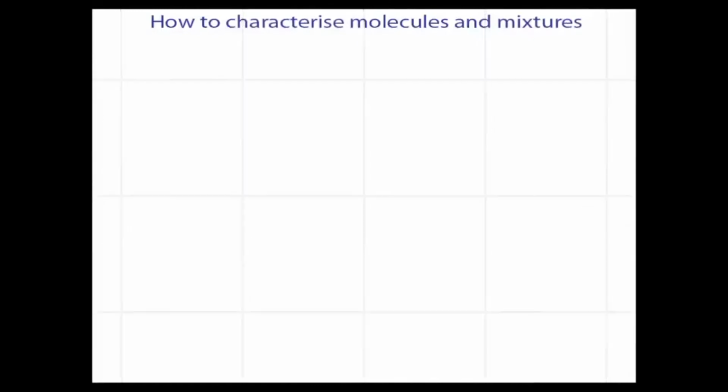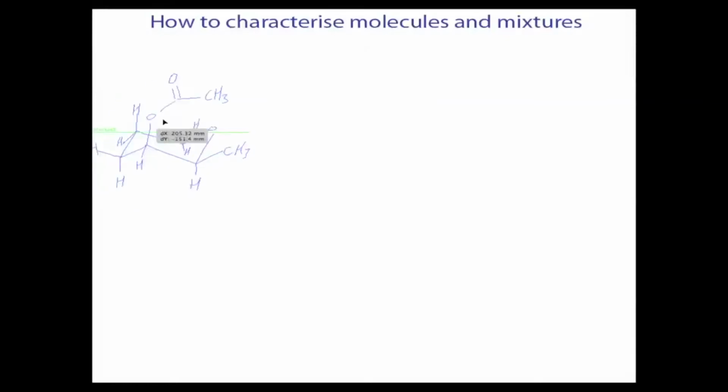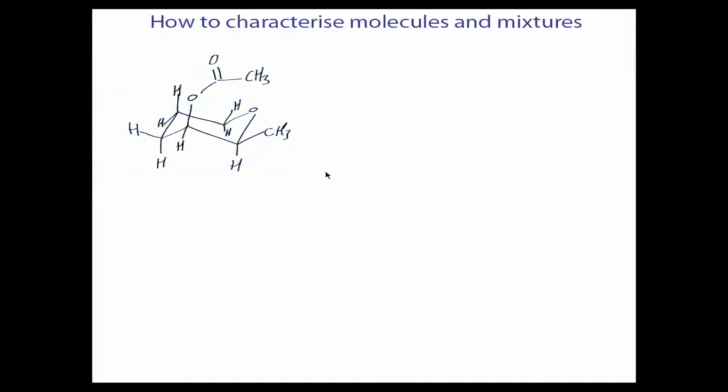In this tutorial I just want to look at how we go about characterizing a molecule or determining what its structure is, and things like that. It's going to be a very basic introduction, so it's going to go over the shapes of molecules. I'll use a similar molecule to what I had in previous tutorials. I'll bring this one up that I've already drawn.